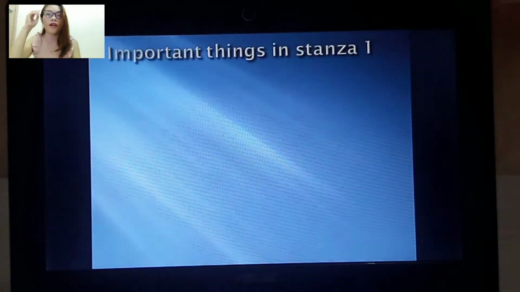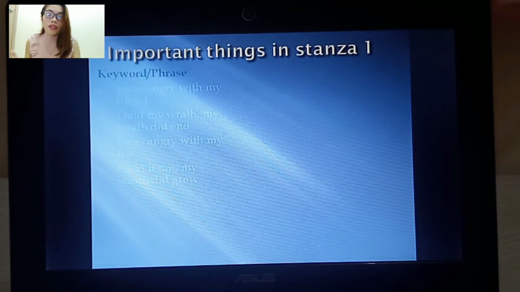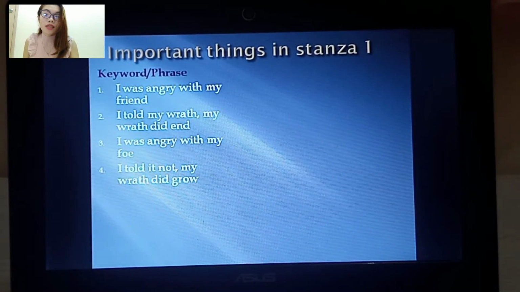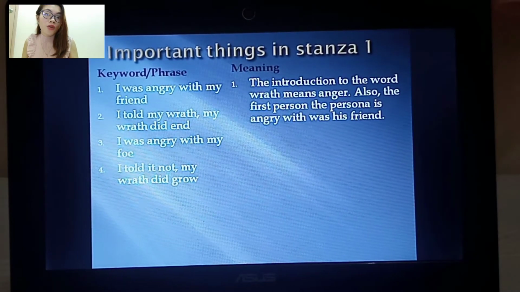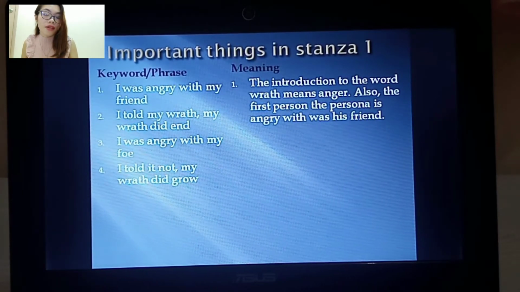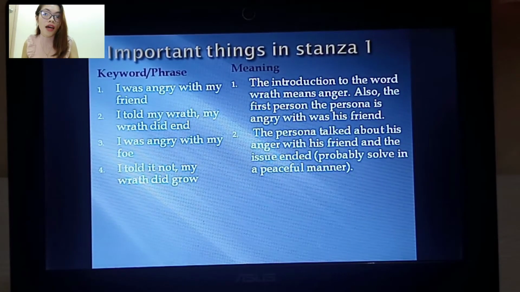So here are the important things that we need to know in stanza 1. Here are the keywords or phrases. The first one is I was angry with my friend, meaning the introduction to the word wrath means anger. Also, the persona is angry with his friend. I told my wrath, my wrath did end. So here, the persona talks about his anger with his friend, and the issue ended, probably solved in a peaceful manner.